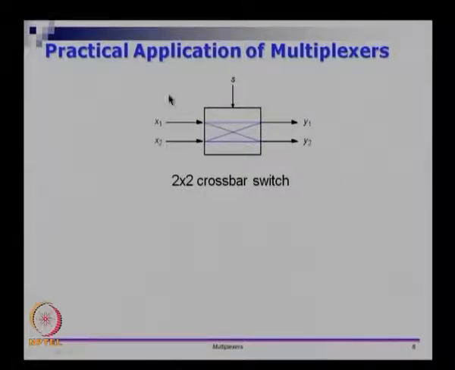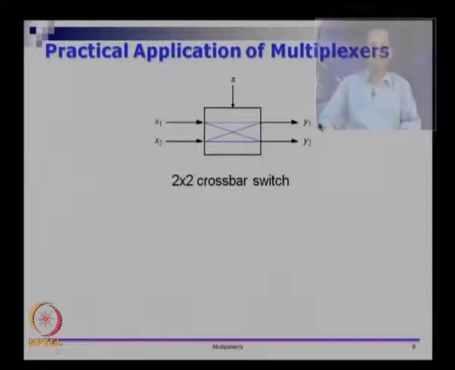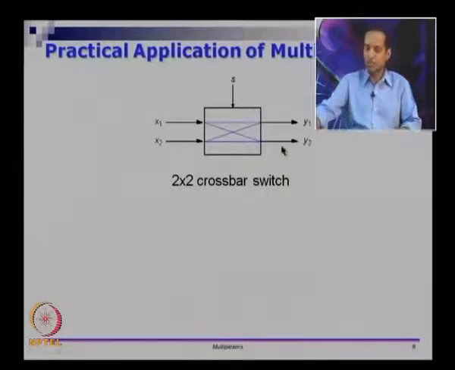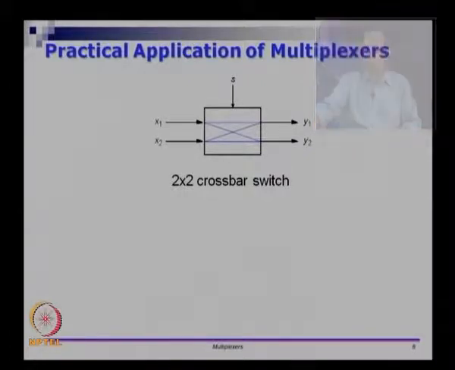So there are 2 people trying to make phone calls, and there are 2 people who can receive them. We want to be able to make any one of them connect to any one of them. So such a circuit is called a crossbar switch. So a crossbar switch is one in which any of the inputs can connect to any of the outputs based on what is the select. So this is a very useful application, because you will see this in telephone switches and inside circuits and so on.